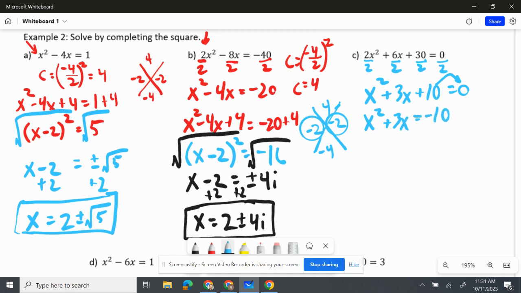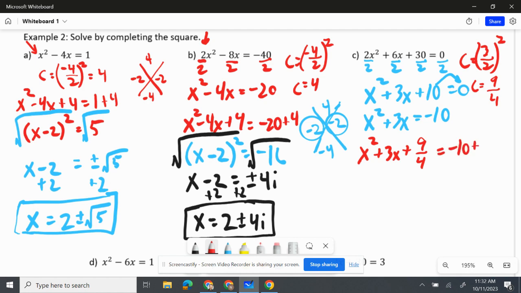I'm going to find my new c value. So c is equal to 3 over 2 squared. And that right there is going to give me 9/4. So I have x squared plus 3x plus 9/4 is equal to negative 10 plus 9/4.